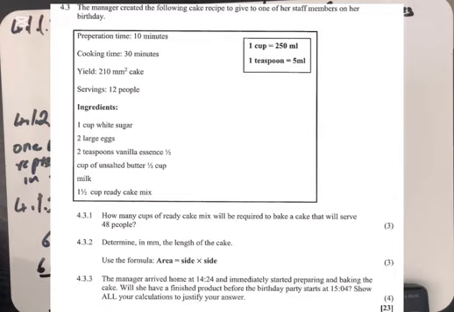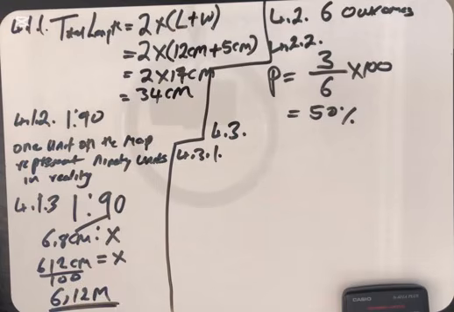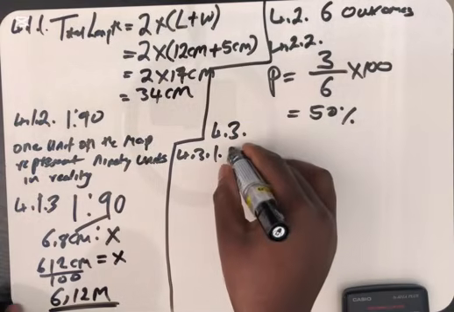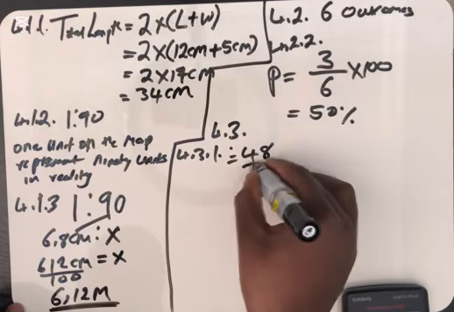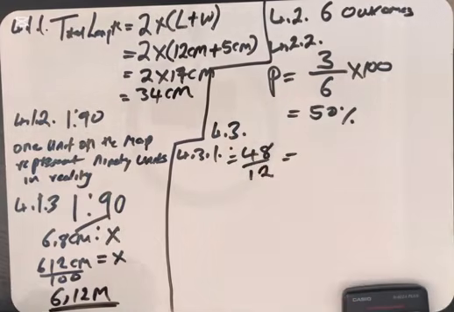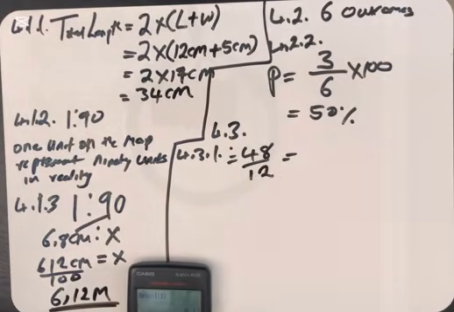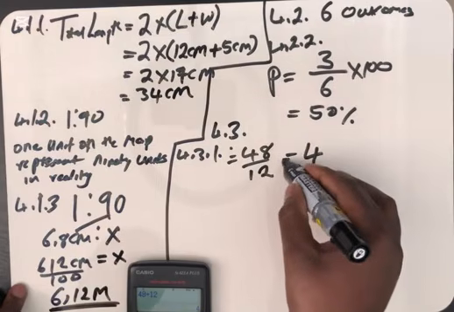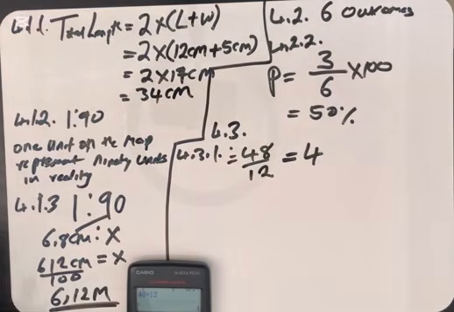How many cups of the ready cake mix will be required to bake a cake that will serve 48 people? Don't forget, the recipe that we have is for 12 people. So let's check. How many 12 people do we have here? We are going to say 48 divided by 12. It will give us the number of 12 people that we have inside 48. We found that we are having 4. We are having 4 12s in 48.